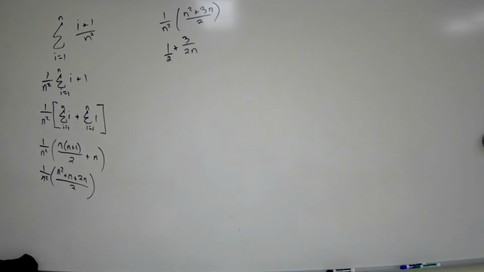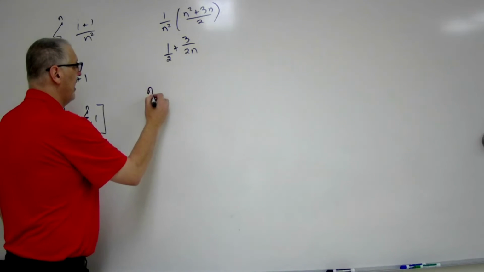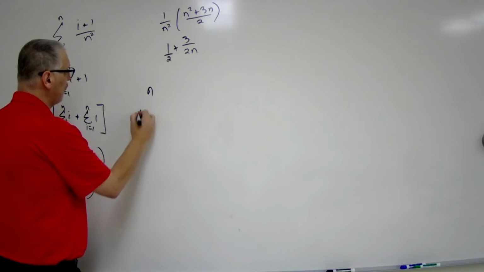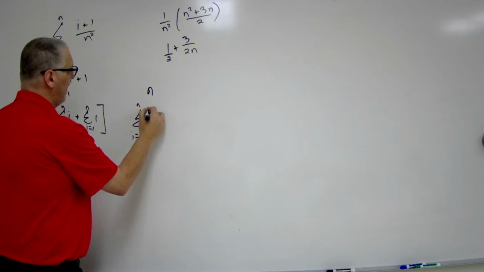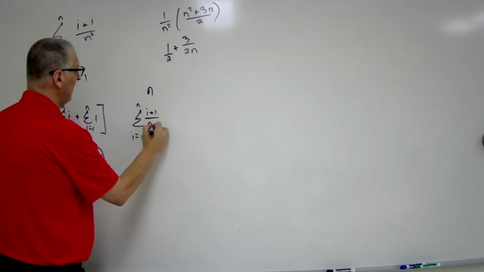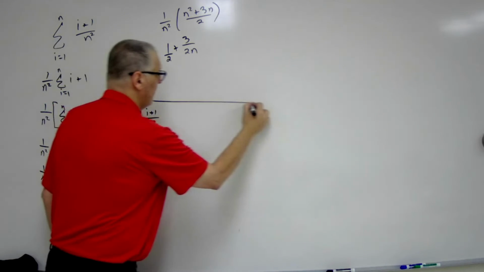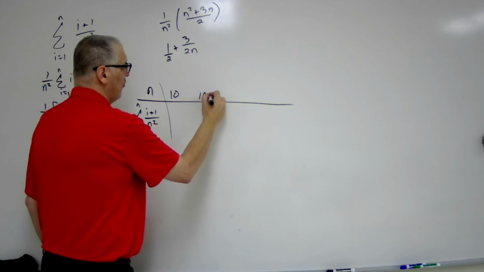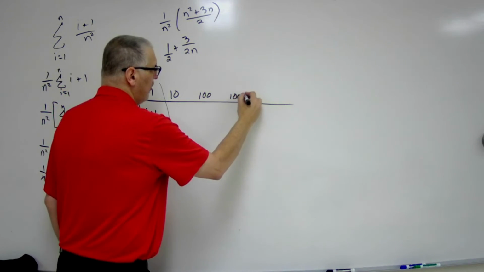I'm going to create a table. I want to know where n, and then the sum of i equals 1 to n of i plus 1 over n squared. I want a table: 10, 100, 1,000, 10,000.